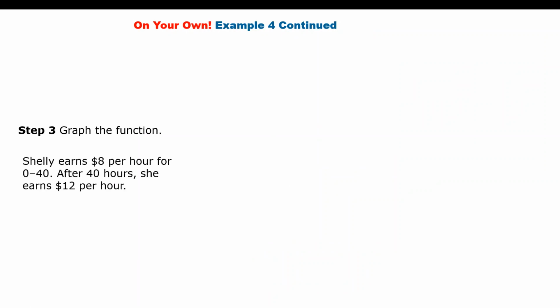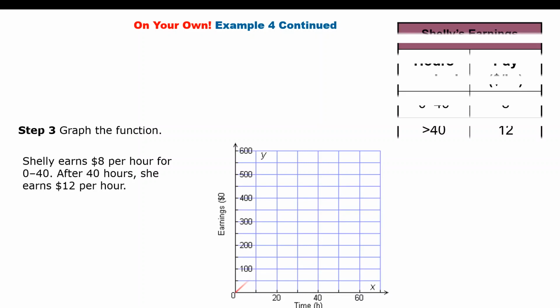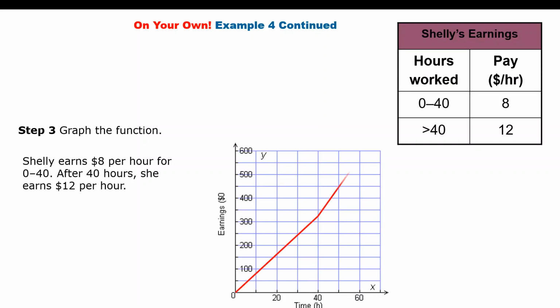All right, so step 3 says to graph the function. So she earns $8 per hour for 0 to 40 hours, and then after 40 hours, she earns $12 per hour. So we can draw our graph in, and it looks like this.